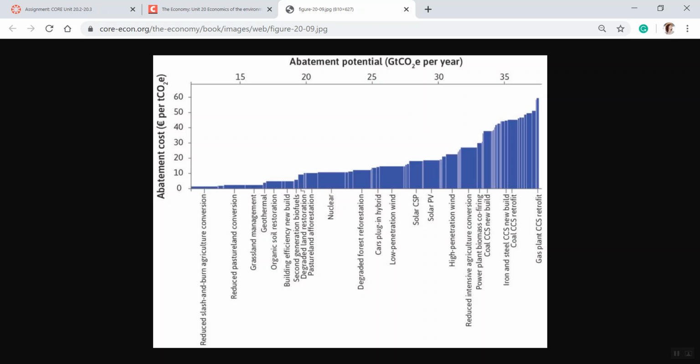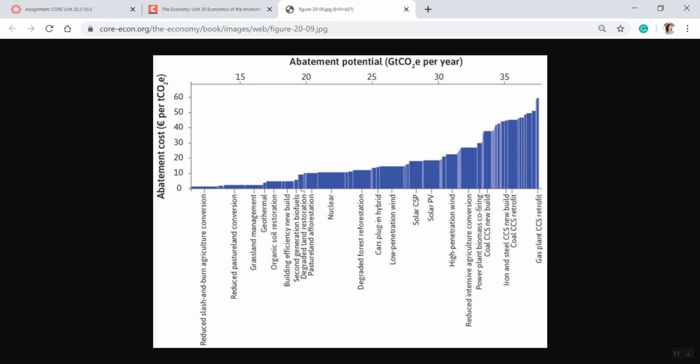Look at this. Here's our plug-in cars. Okay, pretty cool. It's not a huge amount of abatement potential, but there's something there and it's not so expensive. Okay, degraded forest reforestation. Okay, nice big gain there. Look at this with nuclear, and there's going to be an extra credit question with you on this because they're presenting nuclear as not being expensive and having a huge abatement potential. France, for example, has almost their entire country run on nuclear energy. But there's some cost associated with nuclear that's not in here.